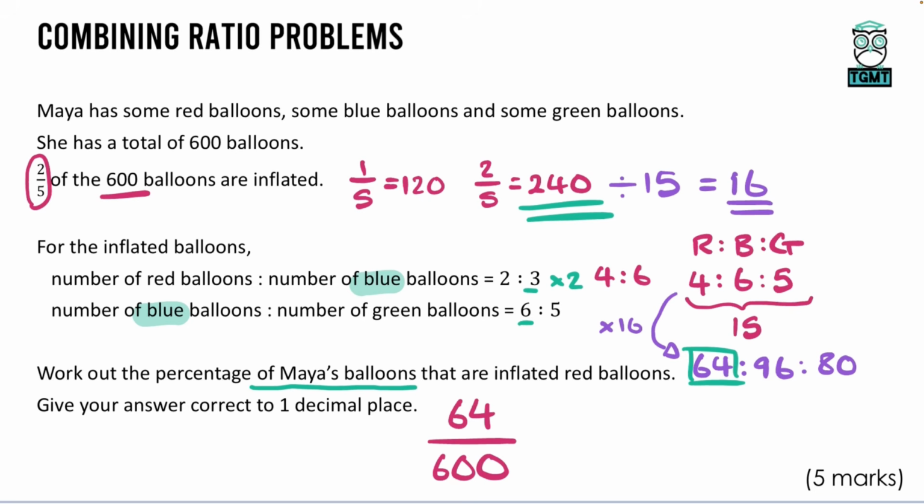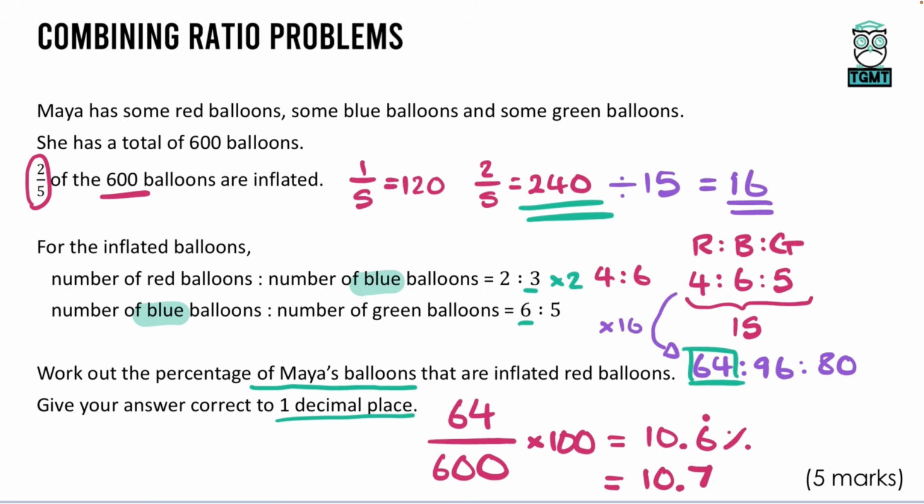If we type that in on the calculator, 64 over 600, we get a decimal, 0.106 recurring. To turn that to a percentage, we just times by 100. So times by 100, and our percentage is 10.6 recurring percent. Now it wants this to one decimal place. Typically, if you click your calculator, it'll turn this recurring dot into lots of sixes anyway, but we want to round it to one decimal place, which will give us 10.7, because after the 6 is, of course, another 6.